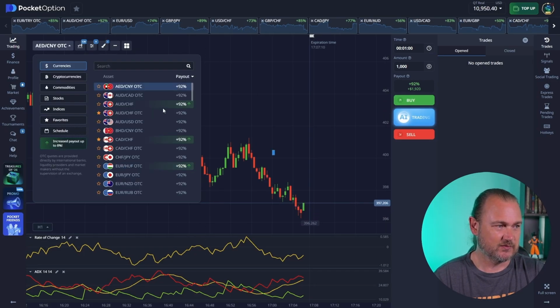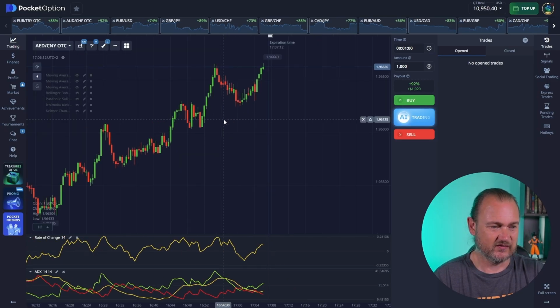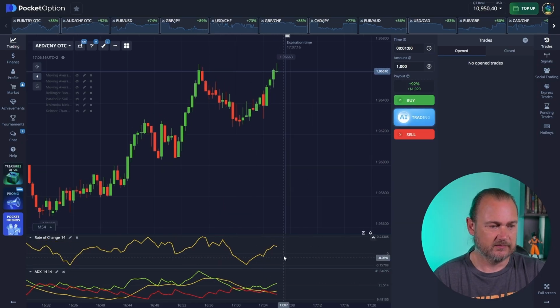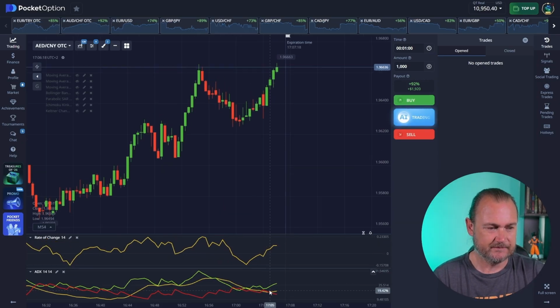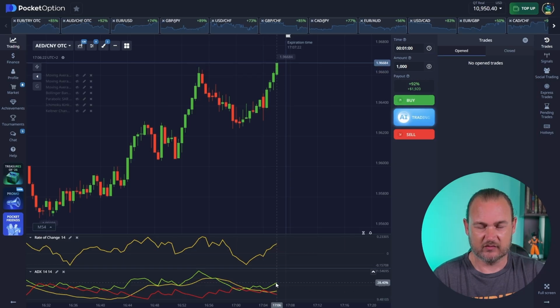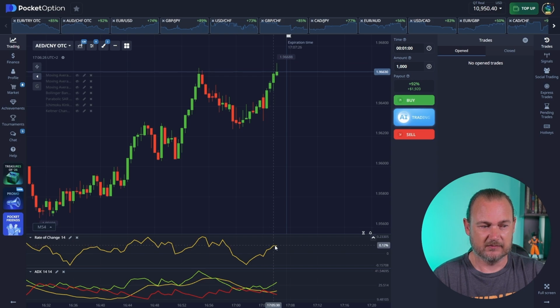Let's see if we can pick up something else. I'm just going to start at the top of the list again. We do have something building here, it seems. Our DI minus is below the line. So we have a dominant DI plus. We have the rate of change going up.